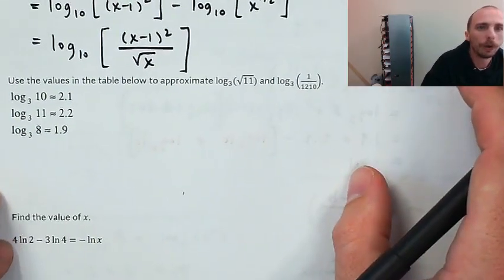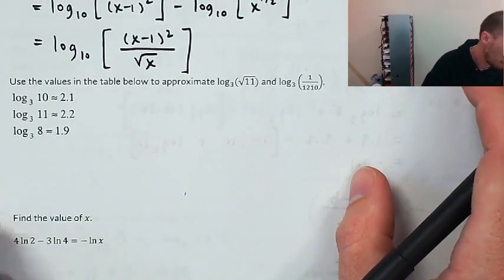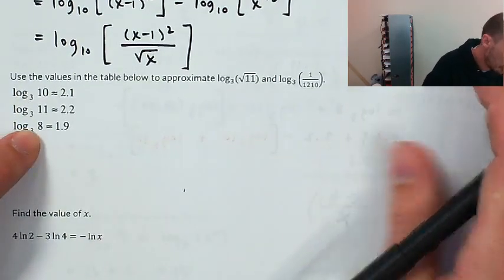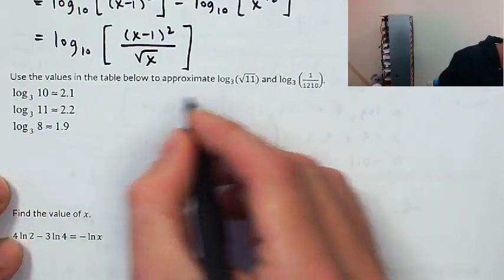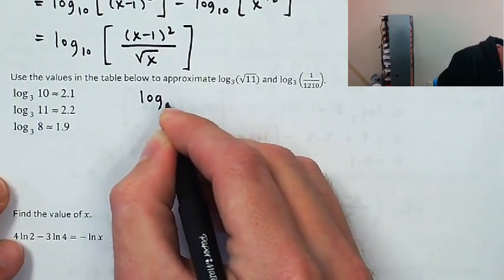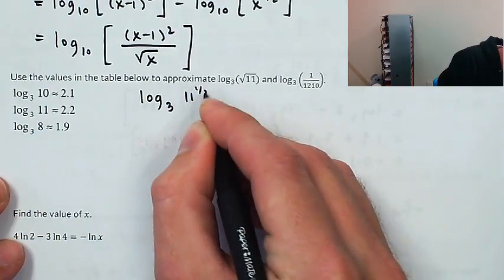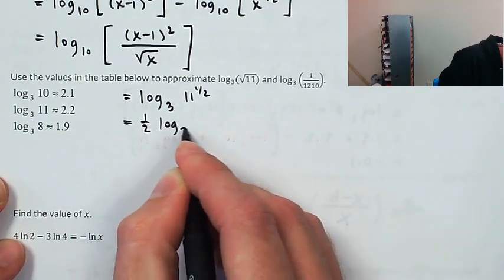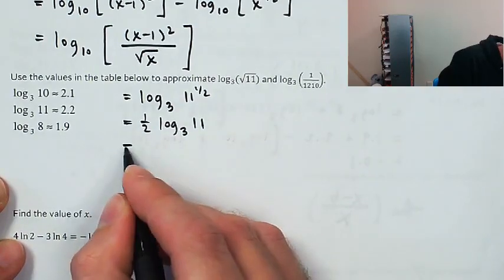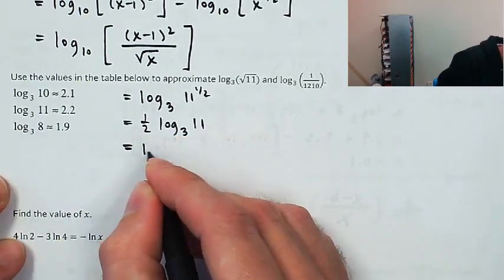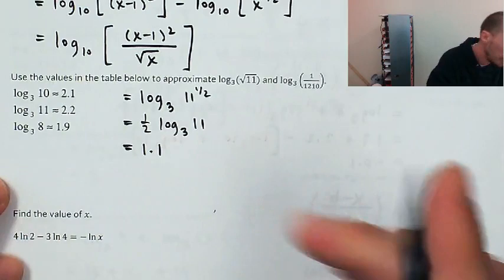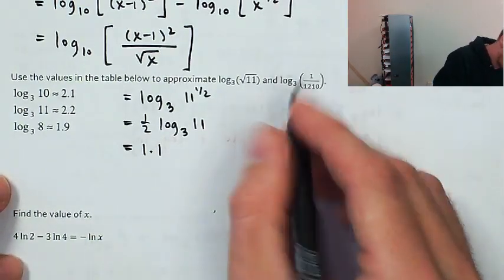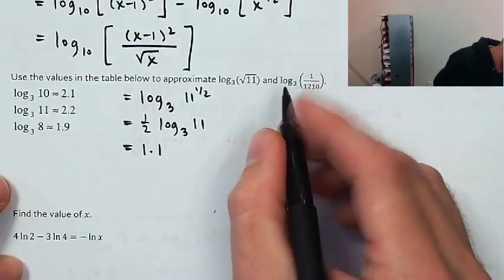All right, now we're going to do a couple more approximations. So log base 3 of 10, 11, and 8 are given to us. The square root of 11, oh, that'll be not so bad. 11 to the 1/2. That's going to be half of the log with base 3 of 11. And it's going to be half of 2.2. That's going to be 1.1. Okay. And then log base 3 of 1 over 1,210.